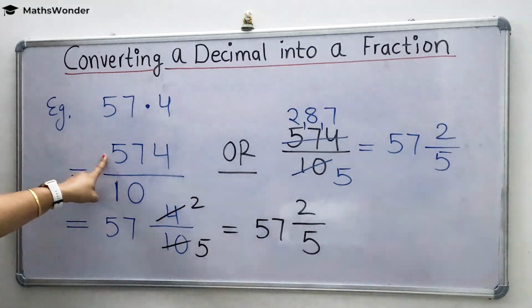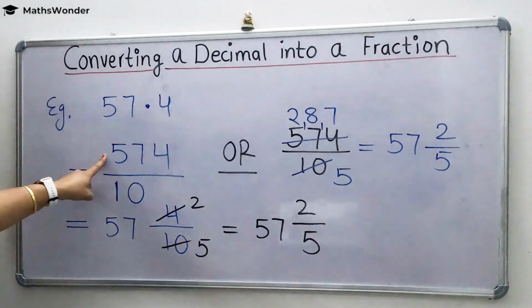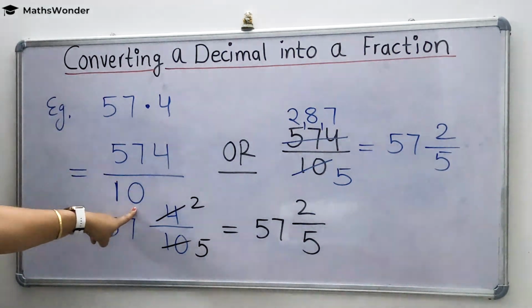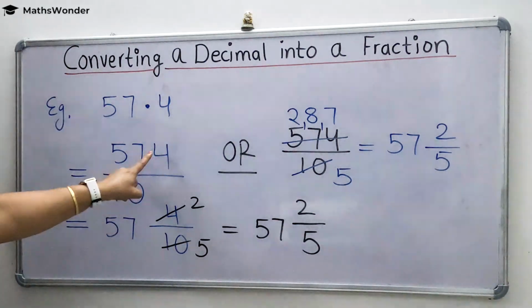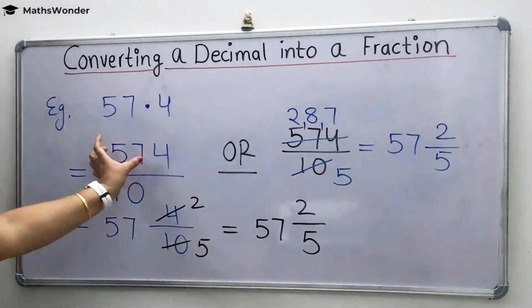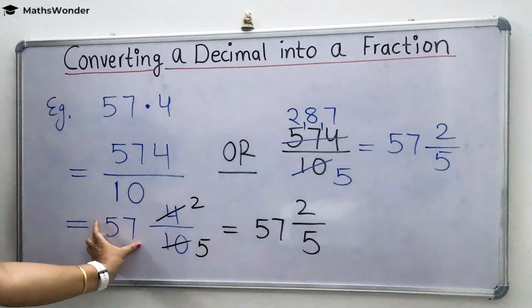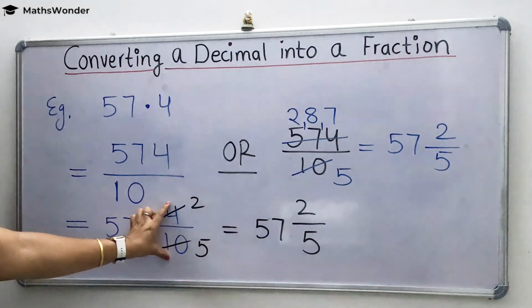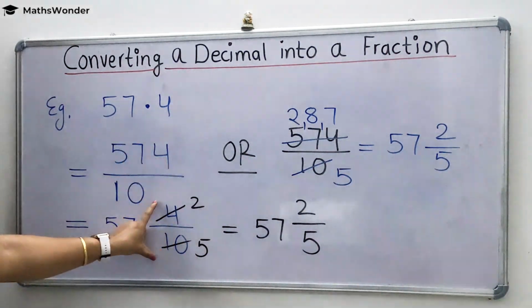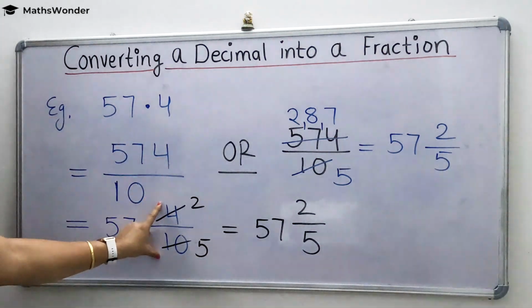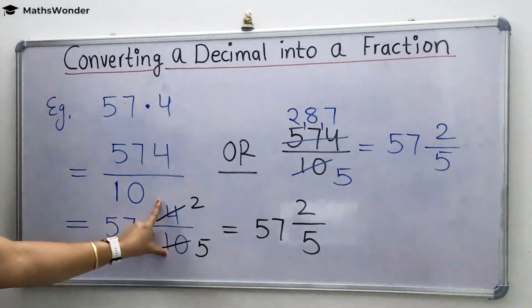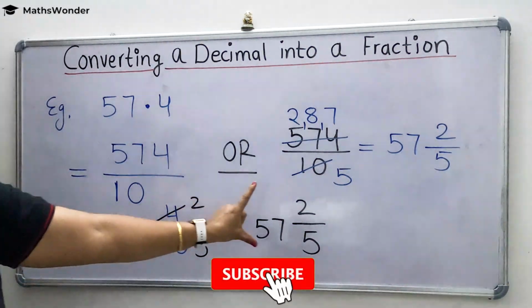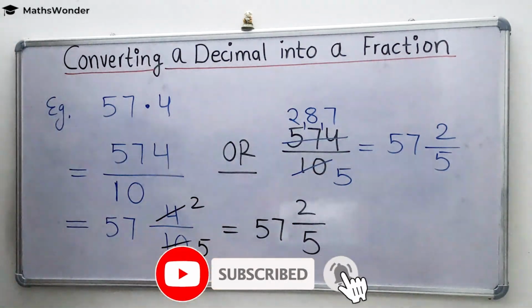Or what you can do, because the denominator is only 10, one digit you can write in the fraction and the other digit you can give to the whole number. Then try to reduce this part, the fractional part. As we know, after the decimal we call it the fractional part, right? So you simplify this, and your answer becomes the same in both cases.